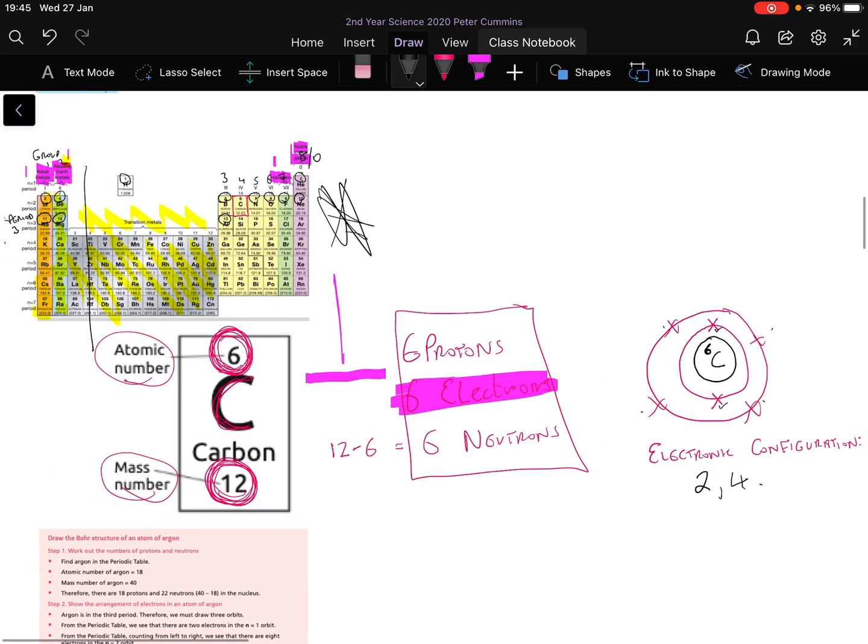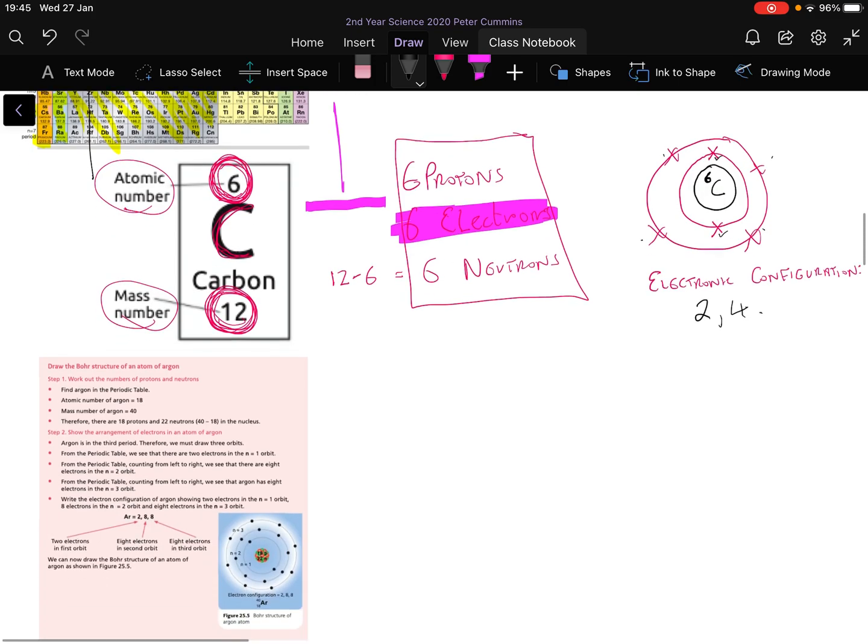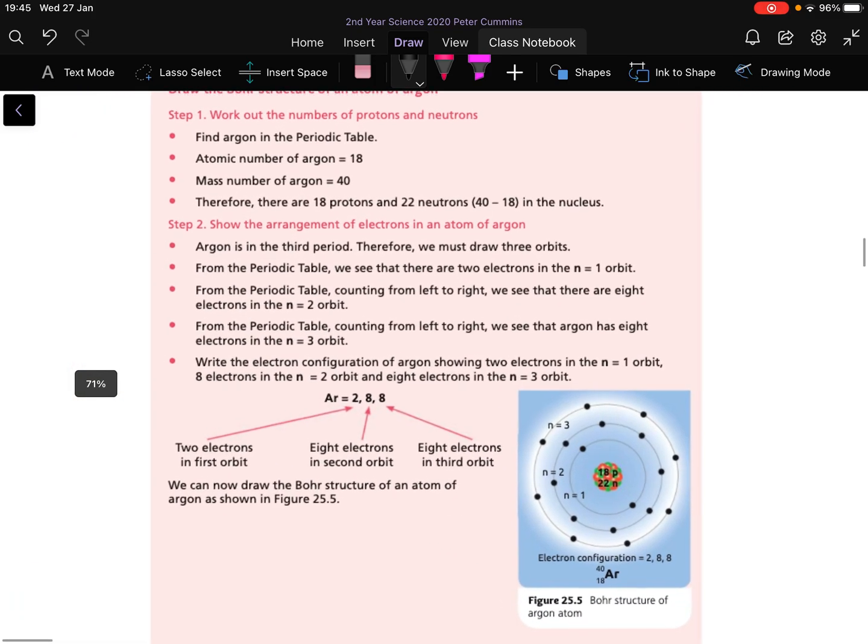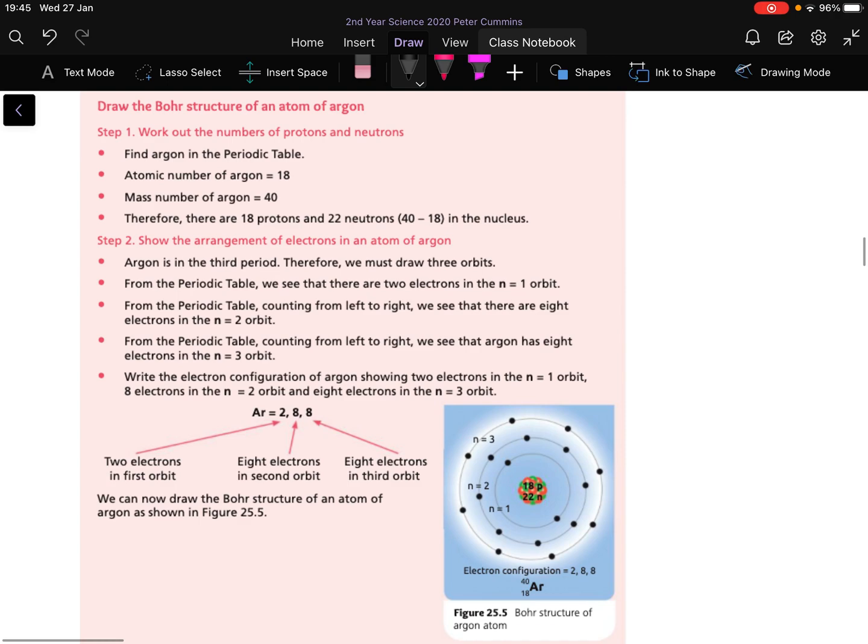I know you would have drawn them last year. It's a first year topic, but I'm just revising it because it's going to be important when we go forward. There is a more drawn out example of how to work it out.